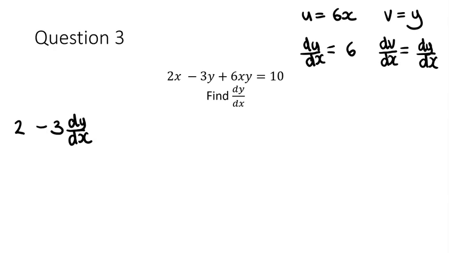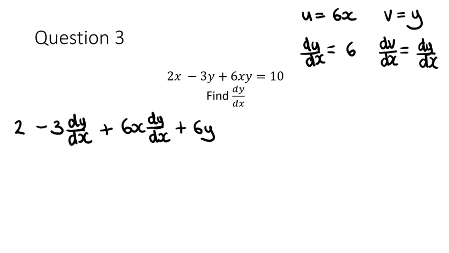Then use the product rule as we did with the previous problem. u times dv by dx, I'm going to do that first. So my first function times the derivative of the second: 6x times dy by dx. And then I'm going to do the second function times the derivative of the first. So that's du by dx times v, that's 6 times y. And then I've differentiated that 6xy completely there.